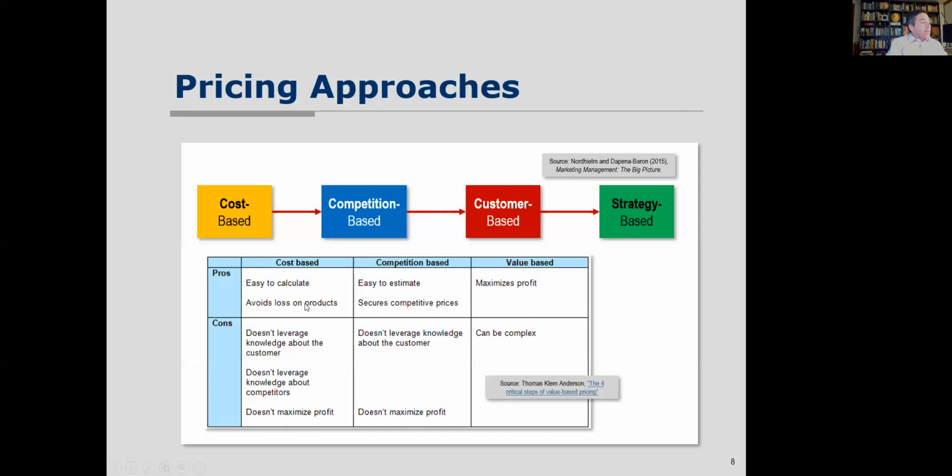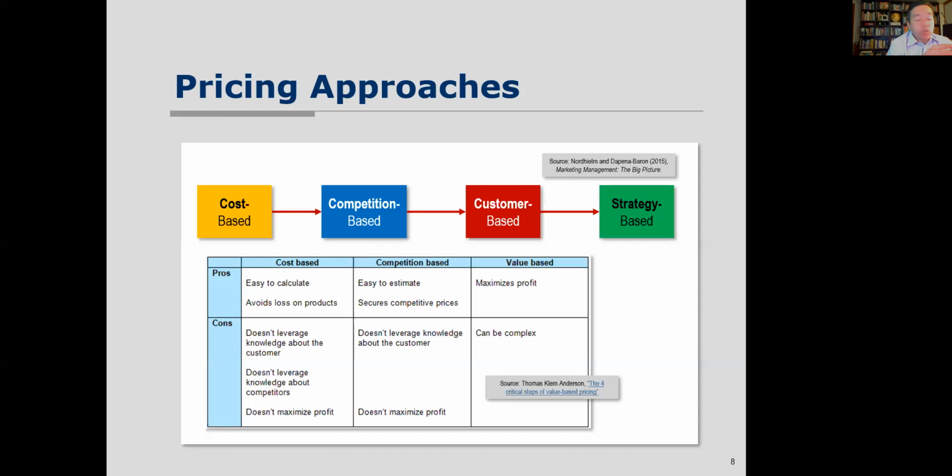If we compare them, they have their various pros and cons. With cost-based, you basically take a product or service and add a certain amount to it based on the cost. That's usually easy to calculate. Sometimes the cost can be complex, but in general, it's easy. The negatives are that it doesn't leverage any knowledge about the customer or the competitors, and most likely doesn't maximize profit. Competition-based is also fairly easy to estimate in most markets, where you just see what the competitors' prices are. It gets more competitive prices and may also not maximize profit, because it doesn't leverage information about the customer.